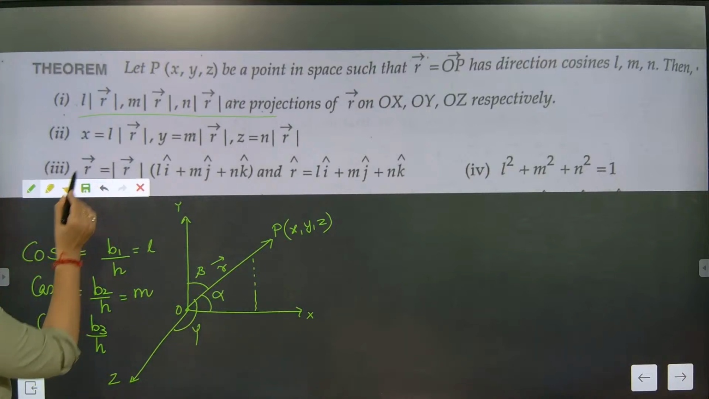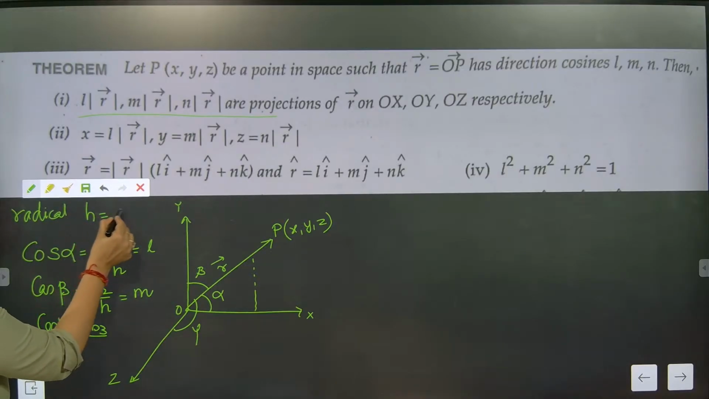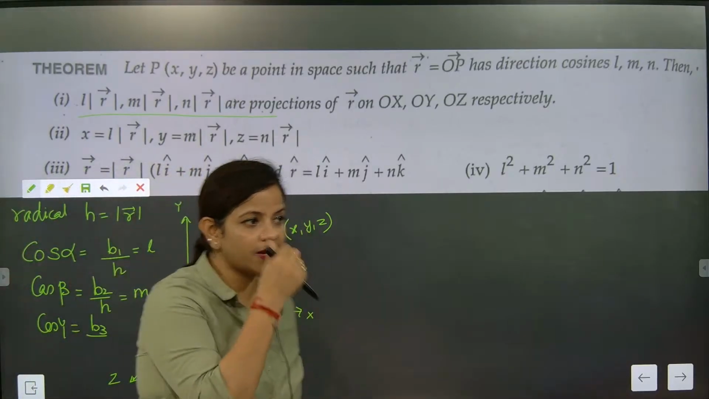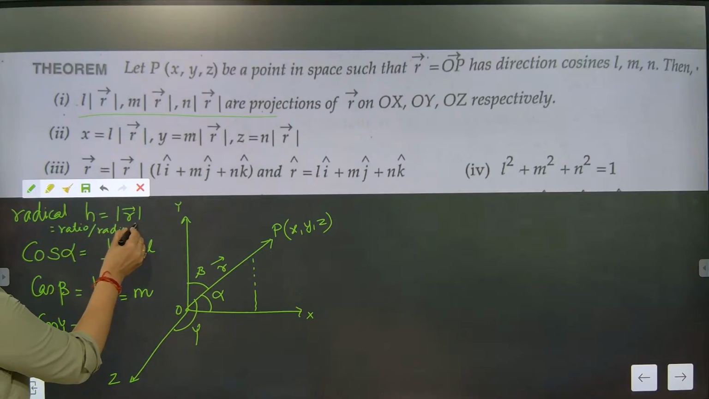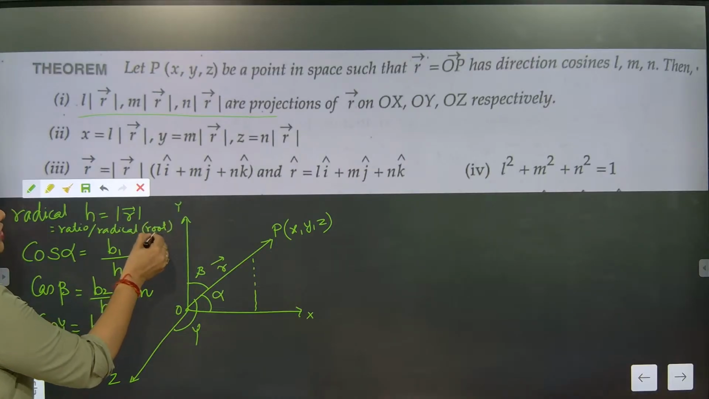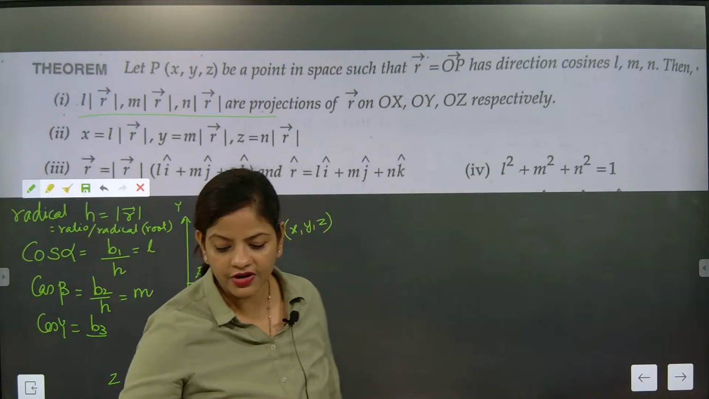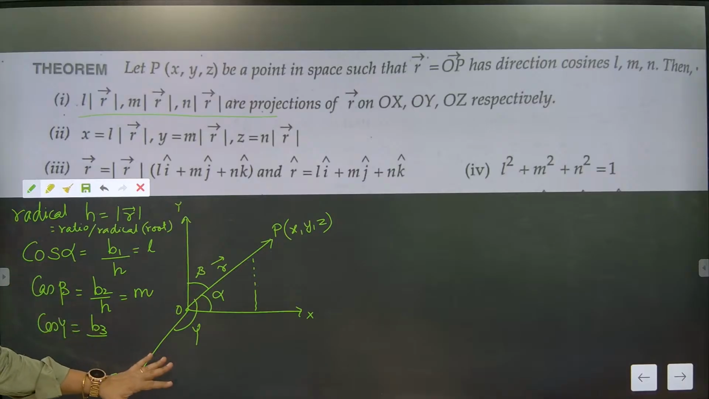The meaning of radical is root, because H is nothing but the R magnitude. So it is root under x square plus y square plus z square. So it can either be in fraction, ratio or radical. Radical means root. What is the meaning of radical, beta? Root. I hope you have understood. So till here it is clear?